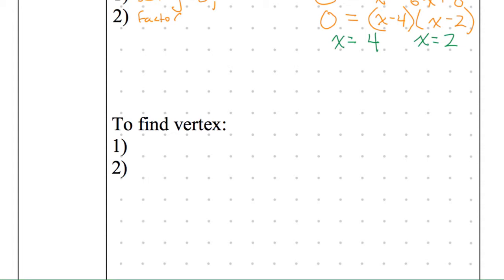Ellery, can you repeat your formula for us? It's negative b divided by 2 times a. All right, everyone write it down. It is a formula that you do need to know.